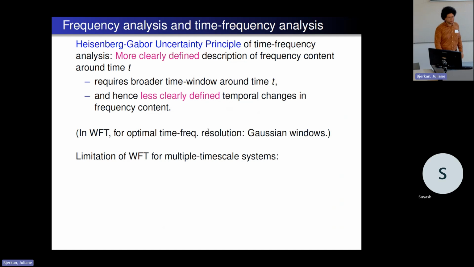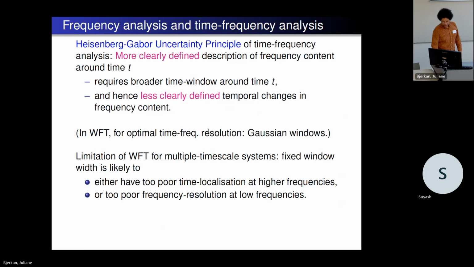Now, there are some important limitations of the windowed Fourier transform for studying systems with a multiplicatively broad range of timescales involved. We have this sliding window, and we do the Fourier transform within this window. But this fixed window width is likely to either have too poor time localization for studying higher frequency content, or too poor frequency resolution for studying the lower frequency content.